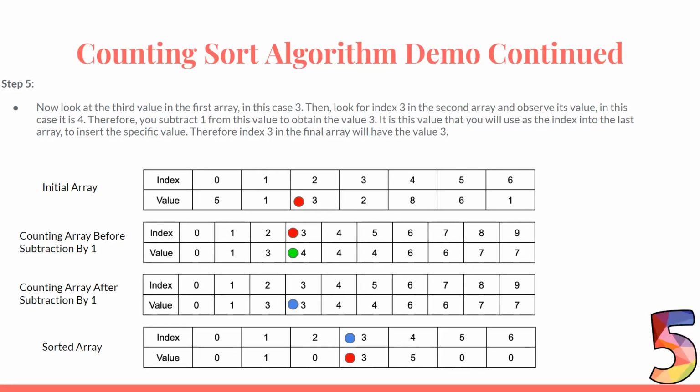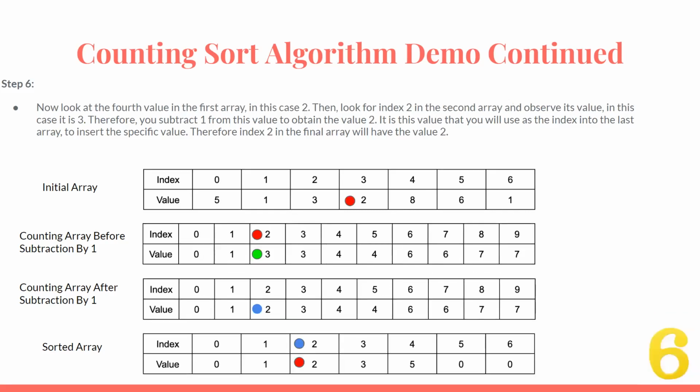Then you want to go ahead and look at the third value in the first array, which is 3 in this case. So then you look for index 3 in the second array, observe its value, which is 4. Therefore, you subtract 1 from 4 to obtain the value 3. And then it's this value that you will use as the index into the last array. So therefore, index 3 in the final array will have the value 3.